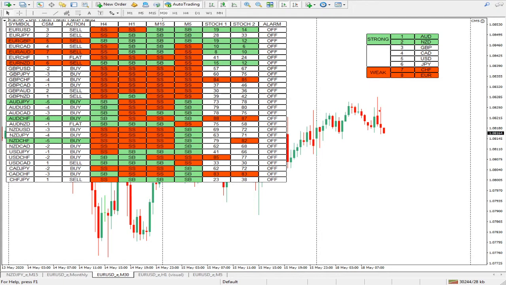Today is 18th of May. So we're going to look at our charts from the weekly point of view, and see exactly what we expect to be happening before we move to the strength meter.